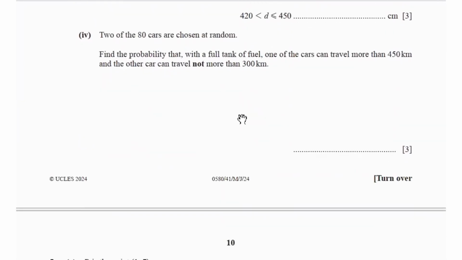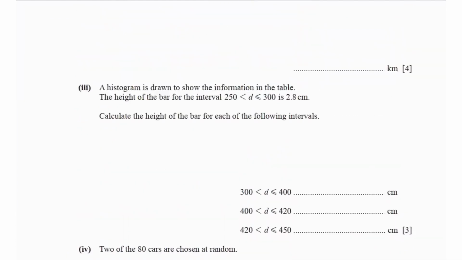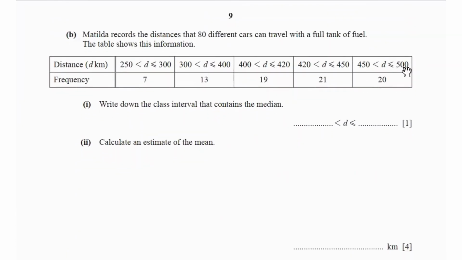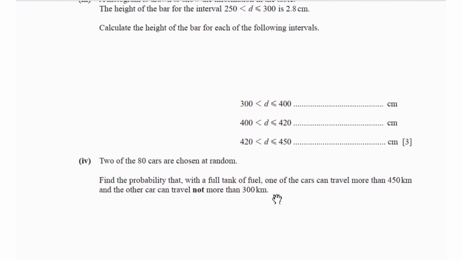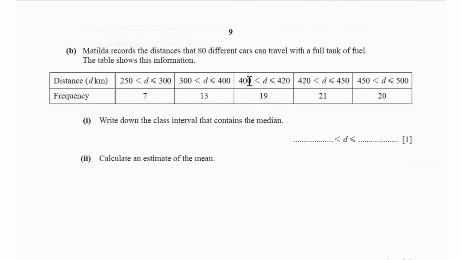Next part says 2 of the 80 cars are chosen at random. Find the probability that with a full tank of fuel, one of the cars can travel more than 450 kilometers and the other car can travel not more than 300 kilometers. So for this, one of the cars can travel more than 450 kilometers, so that's in the last one. And the other can travel not more than 300, so that's this 7 over here. So this is our focus, this and this.